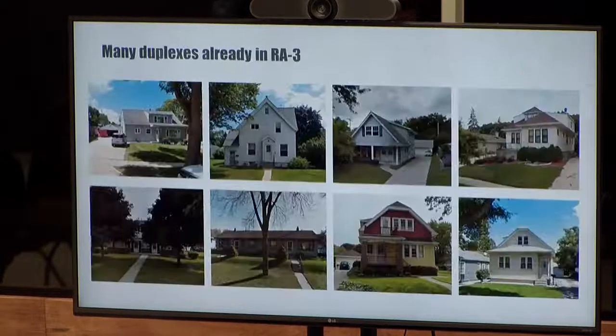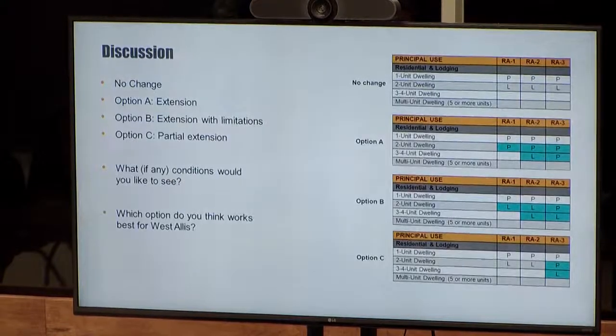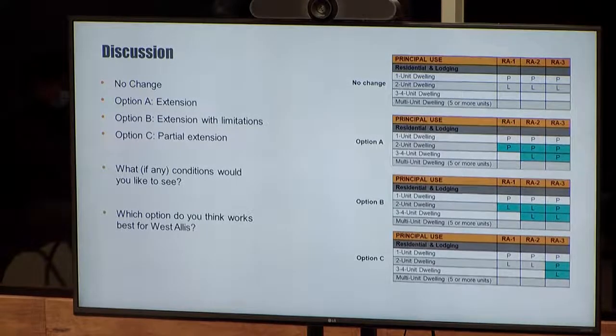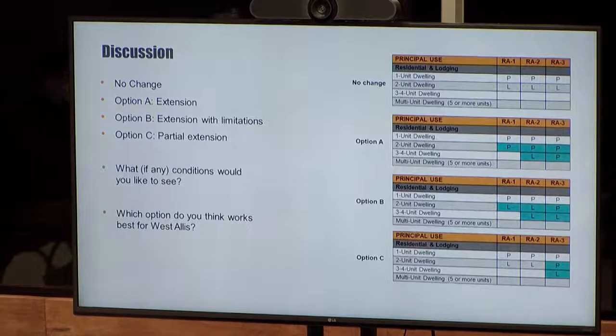So in summary, there are 4 ways we could take this change in housing. We could keep it the same as it is right now, where the RA districts are really just single family homes. We could extend the 2 unit dwellings, the duplexes, and the small apartments, 3 to 4 units. We could extend those with a pretty large extension in option A, where duplexes would be permitted all the way through all of our residential districts, and you'd have a little bit more flexibility for those 3 to 4 unit apartments, but it wouldn't be allowed in most of our RA1 or RA2.